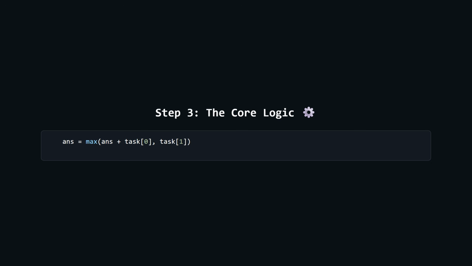Inside the loop is where the magic happens. For each task, we update our answer. Our new required energy has to be the maximum of 2 things. Either it's our running total, plus this task's actual cost, OR it's just the minimum energy required to start this specific task. Whichever is bigger, becomes our new baseline.